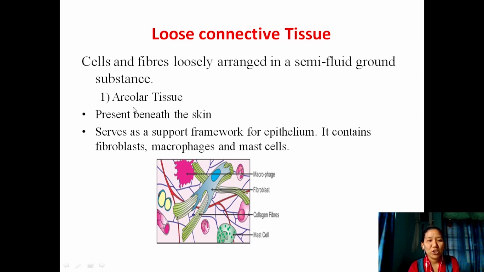The first one is areolar tissue. Let us discuss this. Where is it present? The location is beneath the skin. The function is that it serves as a support framework for epithelium. It contains fibroblasts, which are the cells that produce fiber, and macrophages and mast cells, which also help in defense of the body. Here you can see the collagen fibers. So the first example of loose connective tissue is this tissue, and you can see the cells arranged loosely packed.